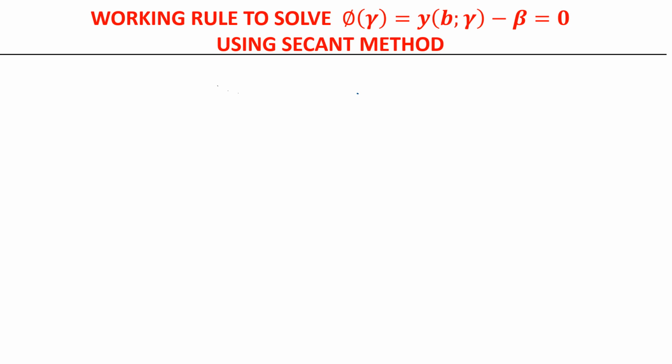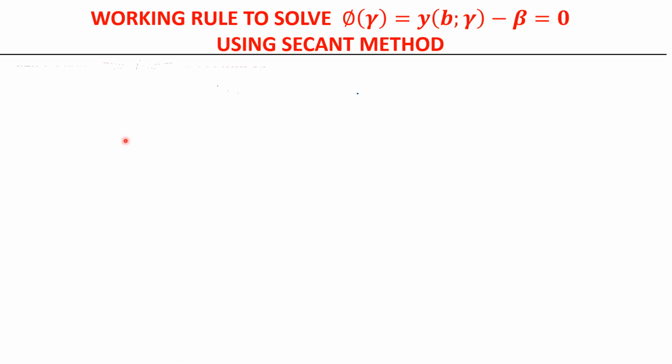Having understood from the previous slide that the procedure for solving this BVP, a nonlinear two-point boundary value problem, reduces to finding the solution of this equation, that is, finding the right value of gamma, and the method that we are using is the secant method. Let us now frame the working rule for the same.